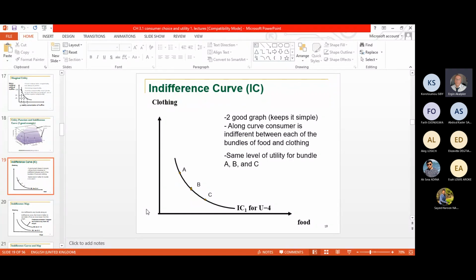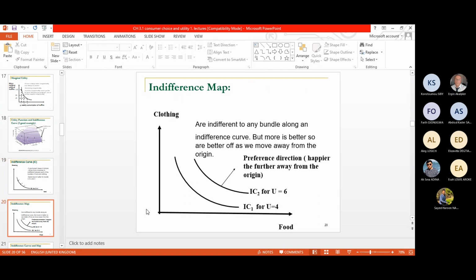Along the curve, the consumer is indifferent between each bundle of food and clothing, and the same level of utility for bundles A, B, and C is given because we are on the same indifference curve line, for which the utility function applies. Then here we have the second utility function, U6, which is higher than U4 and will give you a better outcome compared to the lower indifference curve.